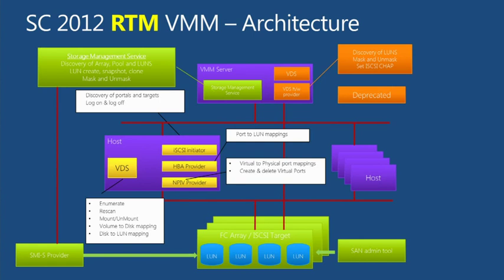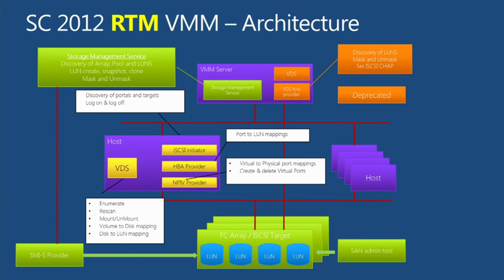To that end, we invested heavily in building our storage infrastructure in the VMM 2012 release. And this is a high-level architecture of how we went about doing that. You'll notice on the right-hand side, the top of the screen, there is the VDS hardware provider. We used to use that heavily for discovery of LUNs, masking, unmasking, and stuff. And this was deprecated in the VMM 2012 release.